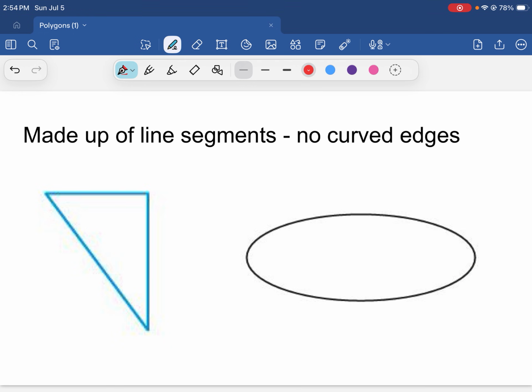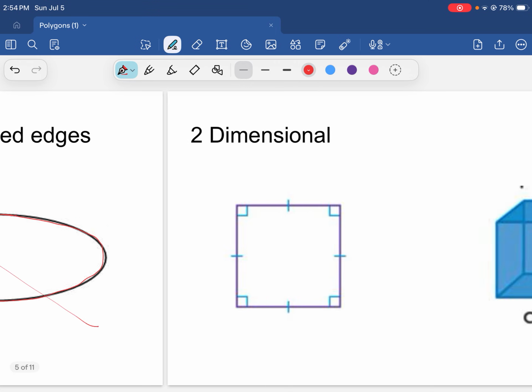It also needs to be made up of line segments or straight lines. So if we look at this first example, you can see that it is made up of three straight line segments. The next example is made up of curved edges. Because the edges are curved and not straight lines, it is not considered a polygon.